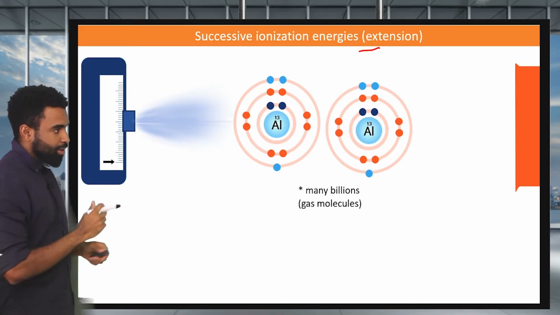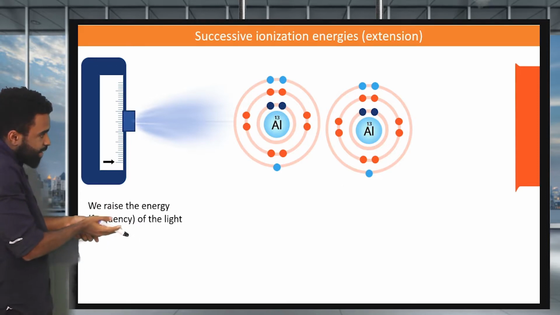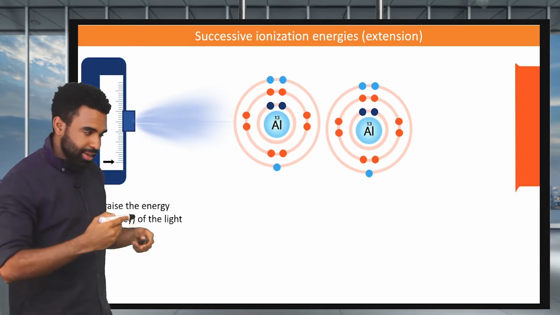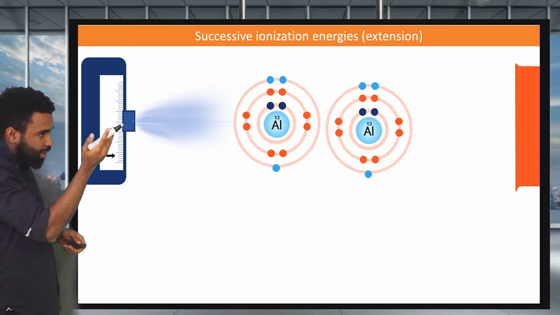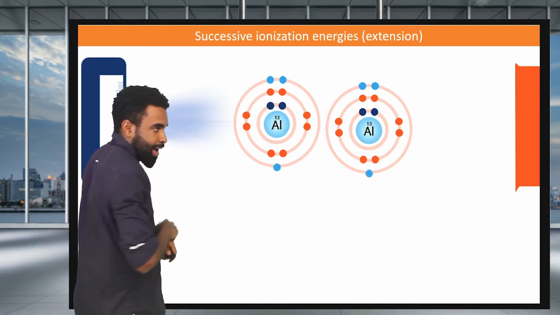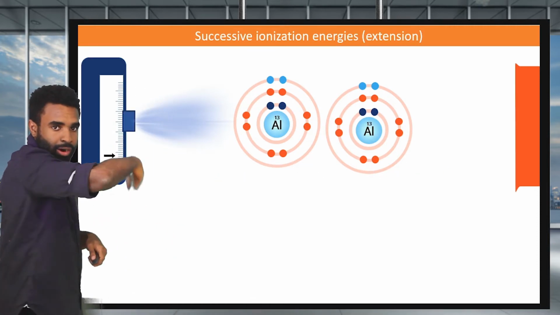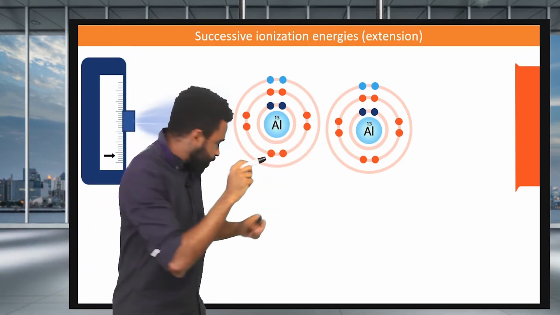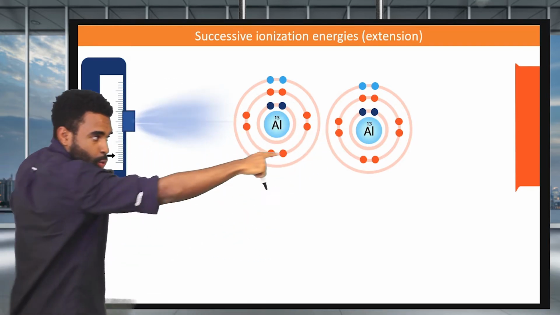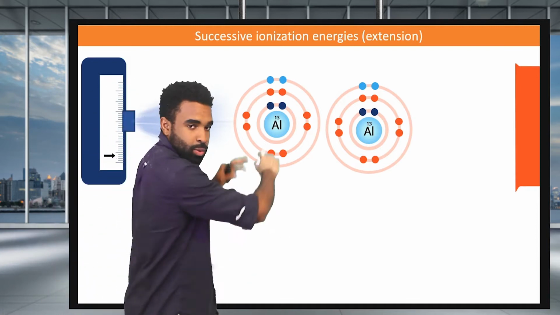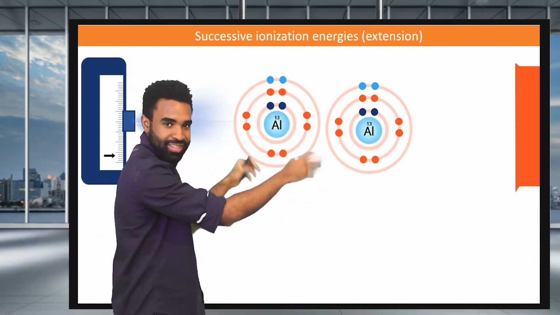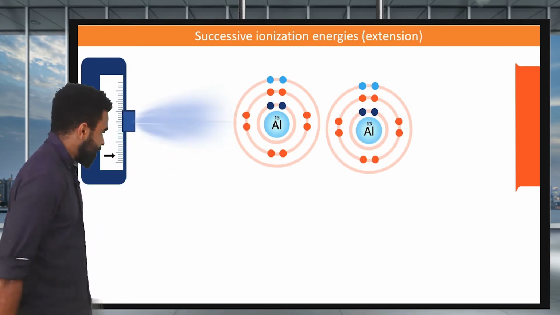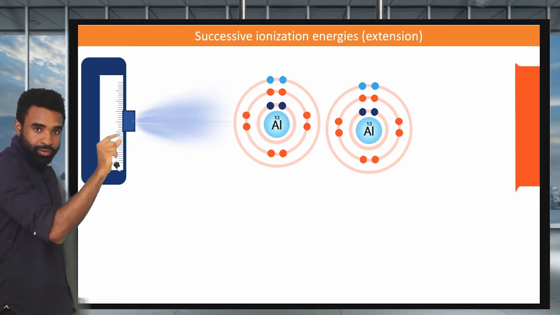Okay? So here's the idea: we're going to raise the frequency of this light gradually. Remember that frequency correlates with energy for light. So we raise the frequency of the light gradually until we're able to knock out a set of electrons from our billions of aluminium atoms. And we can measure at what specific frequency those electrons were emitted. Obviously we won't be able to see this picture. This is a theorist's picture, but we can measure when electrons are released. And so we note that energy as the first ionization energy.